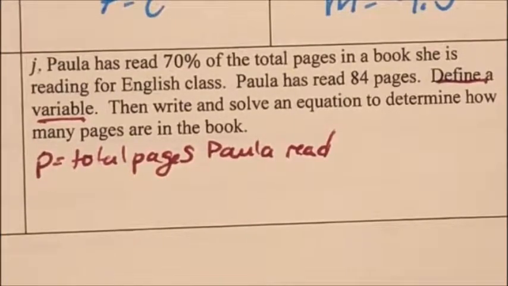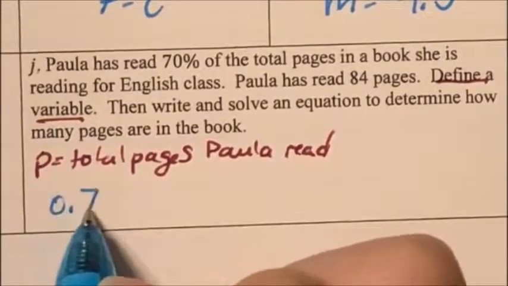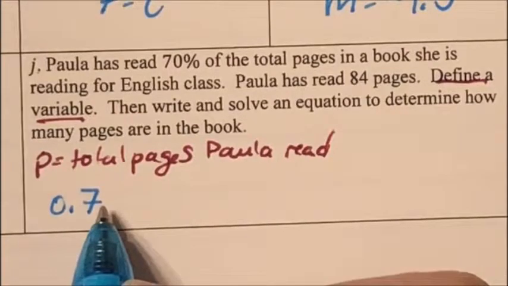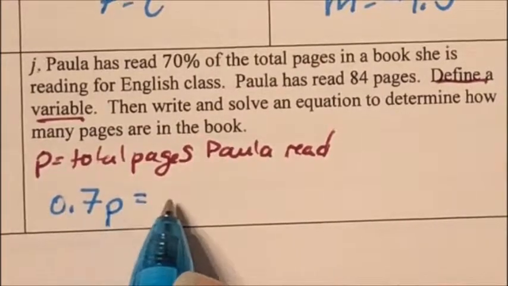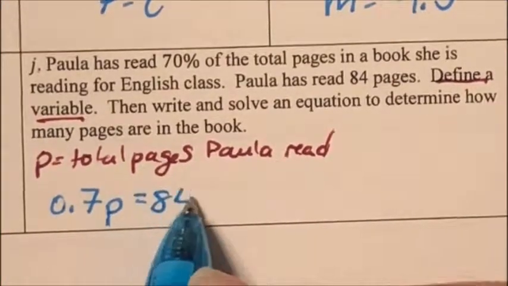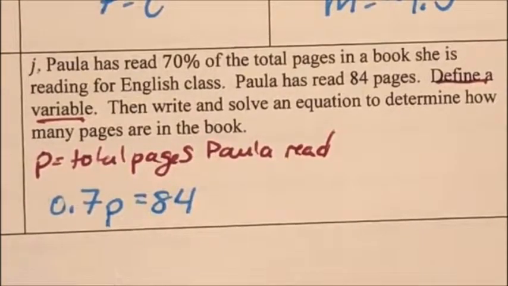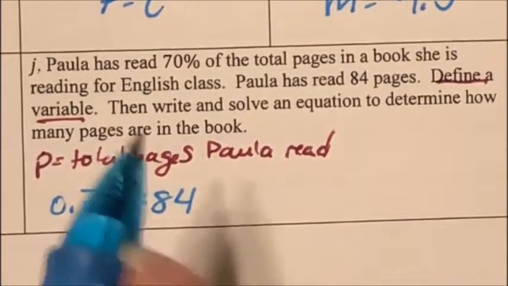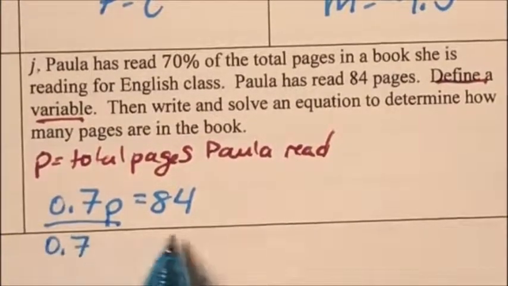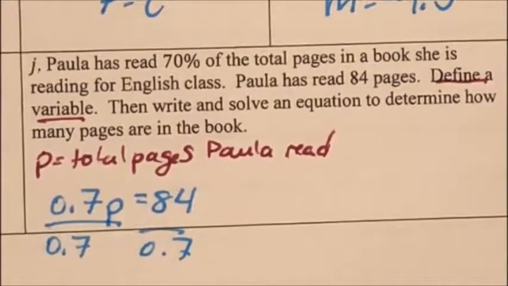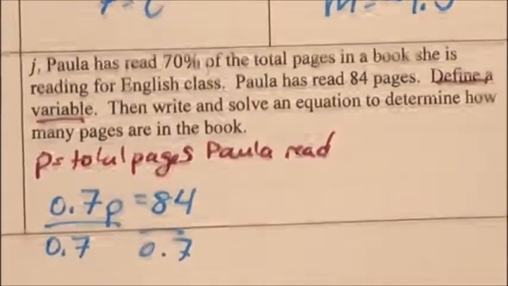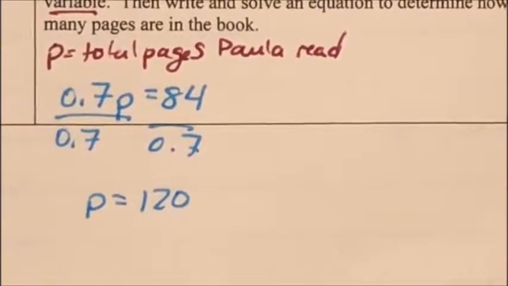So she read 70% of the total pages in the book, right? So 70% is 0.7 or 0.70. That's the total number of pages, P, and we know she has read 84 pages. So I have 0.7p equals 84. I divide both sides by 0.7. Okay, 84 divided by 0.7 is 120. So there are a total of 120 pages in the book.